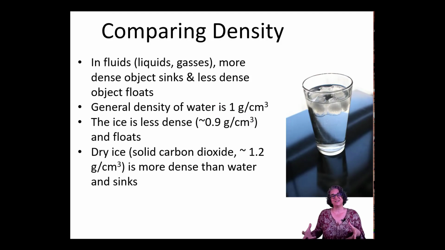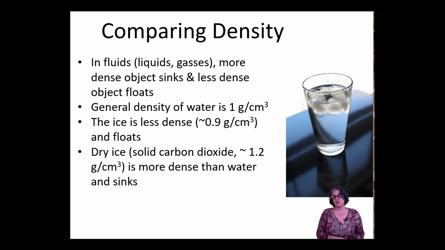When we're looking at densities of different objects and deciding whether or not they're going to float or sink, what we're doing is comparing densities. In fluids, so fluids would be liquids and gases, or things that are able to move around, which solids are not, the more dense object will sink and less dense objects will float. So in a glass of water, ice is less dense than liquid water, so it will float. It will not sink to the bottom, but it will float near the top of the water.